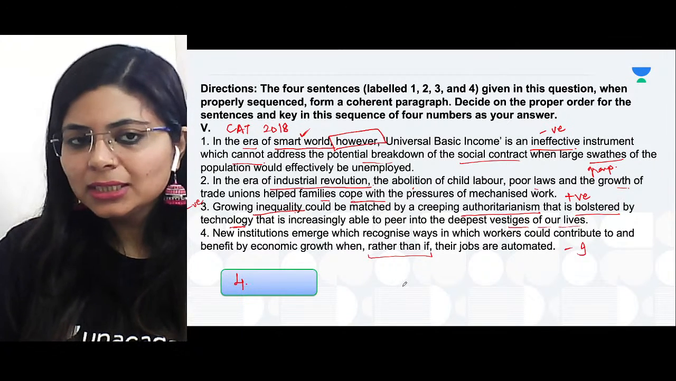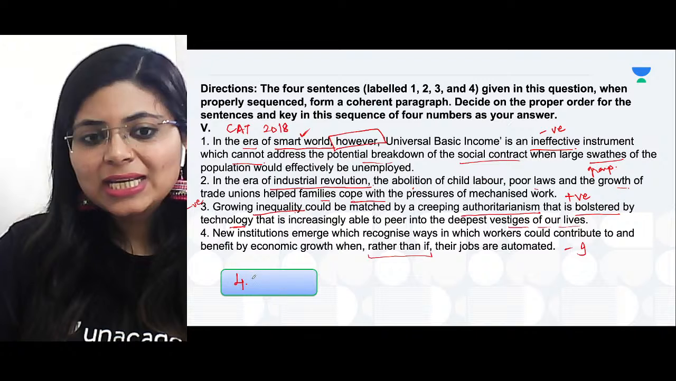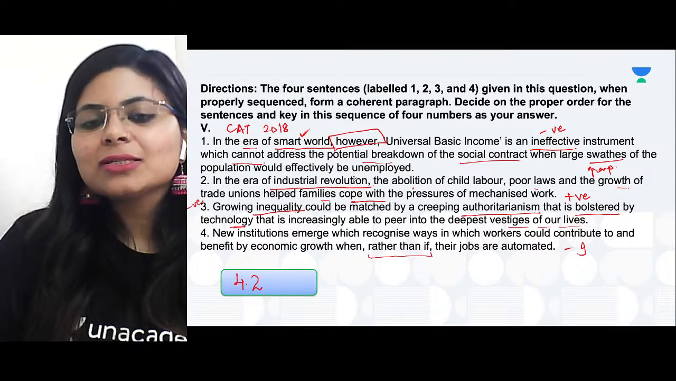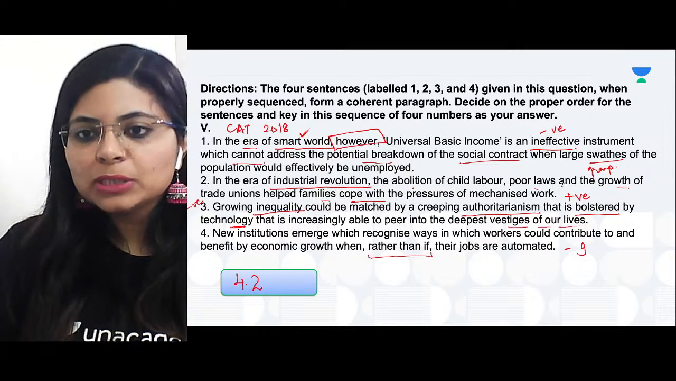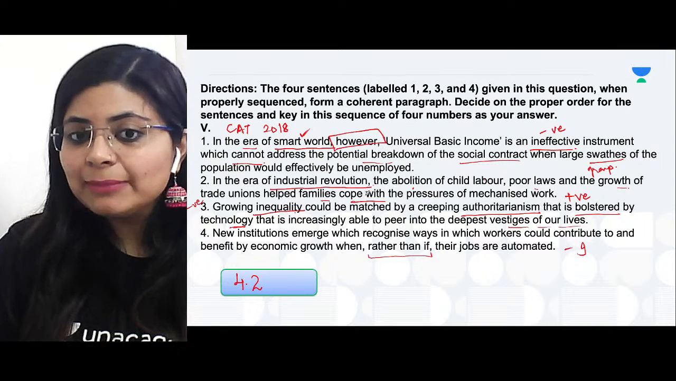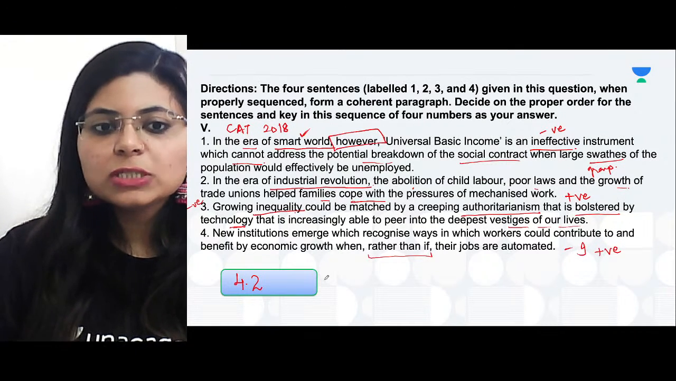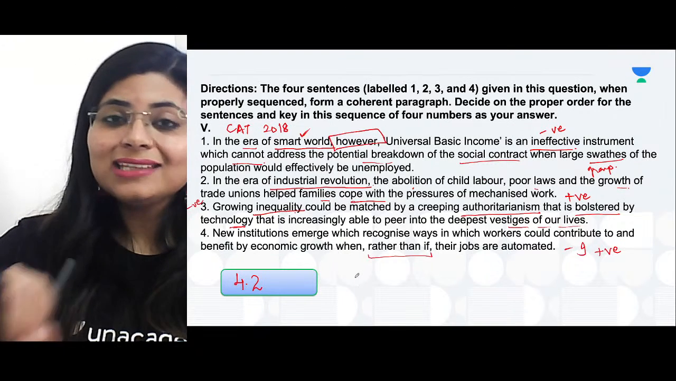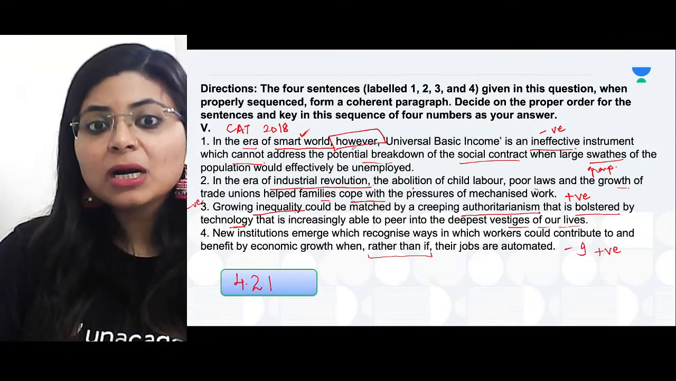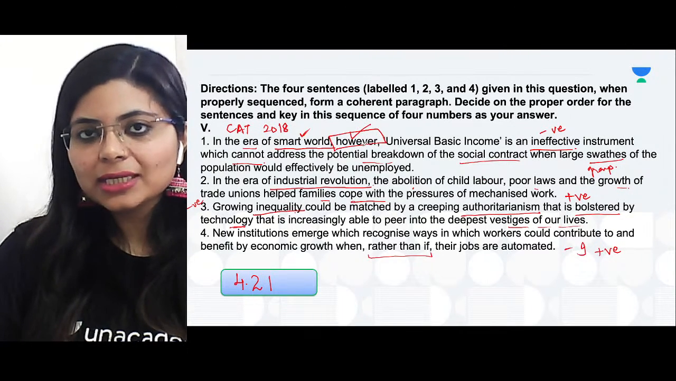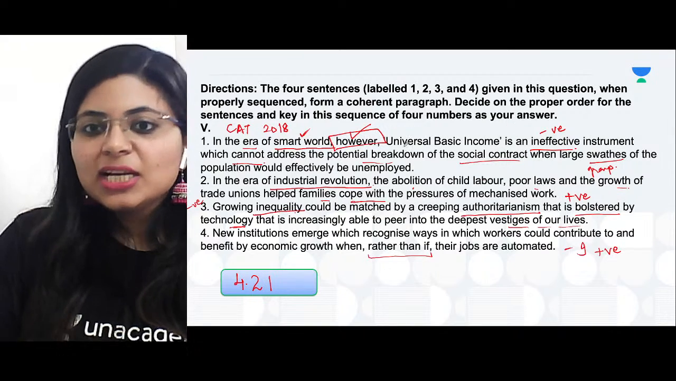I think everybody has gone right till here. Correct. Most of you are correct. Shabash. And then two, in the era of industrial revolution, the abolition of child labor, poor laws, and the growth of trade unions helped families cope with the pressures of mechanized work. This is positive. Two is positive. You write four two. And then you bring the contrast in the era of smart world, however. तो पहले तारीफ कर ली, but there is a however.